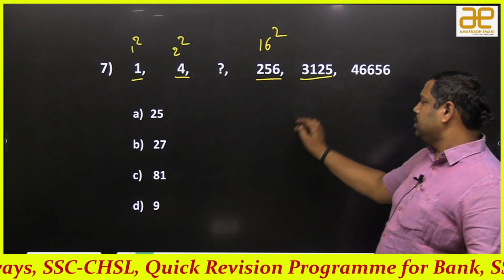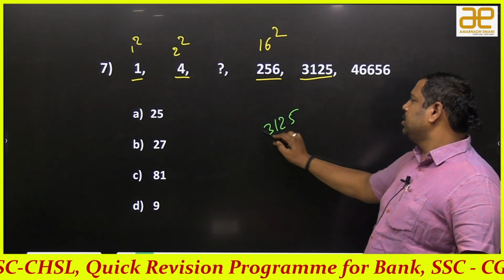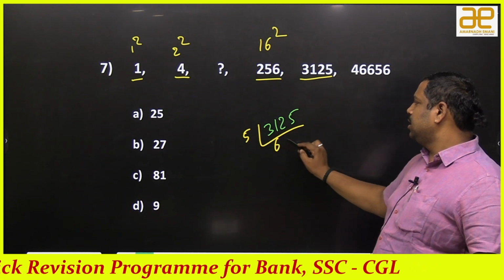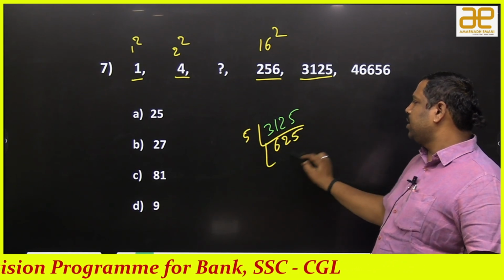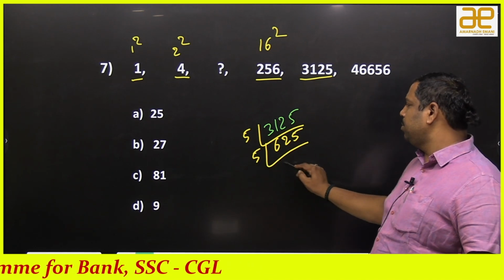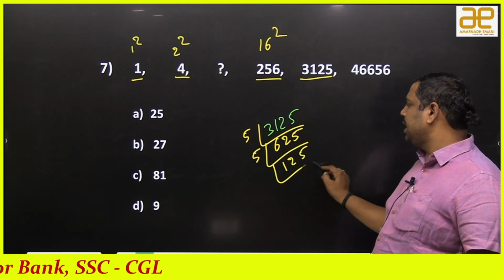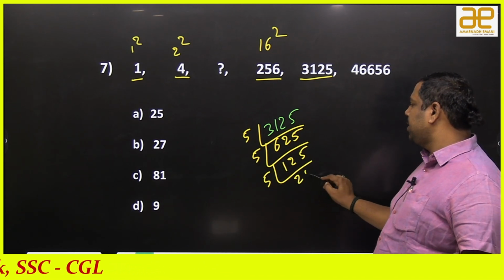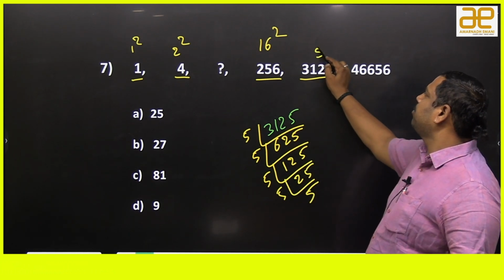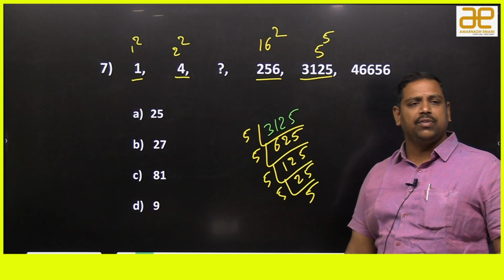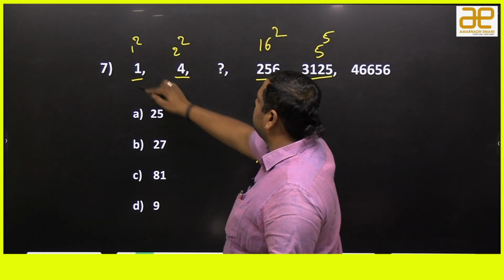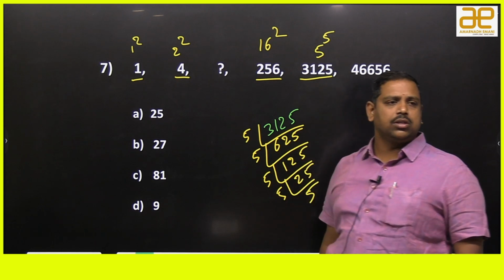If you have any doubt, take 3125. It is divisible by 5, right? Okay, 5 sixes, 2 fives. Okay, this is a perfect square. Am I right? Okay, again 5, it will be 125. Again 5, it will be 25. Again 5, it will be 5. So now this value is 5 power 5. It's not a perfect square. So that is the reason I have to change this logic.